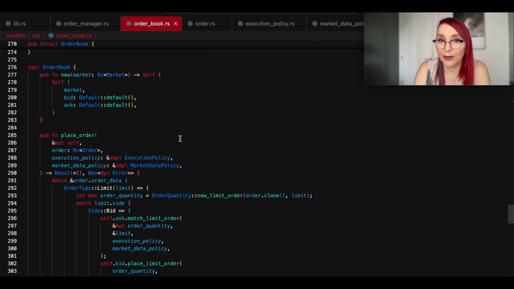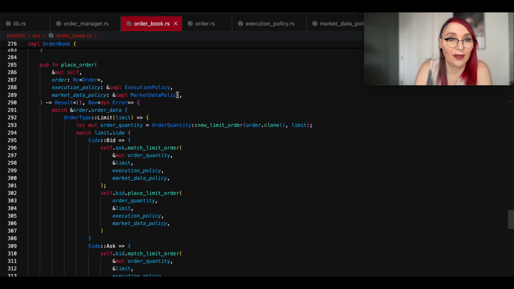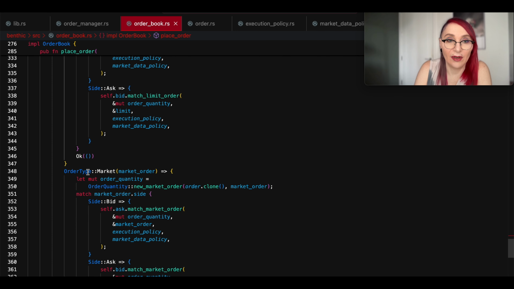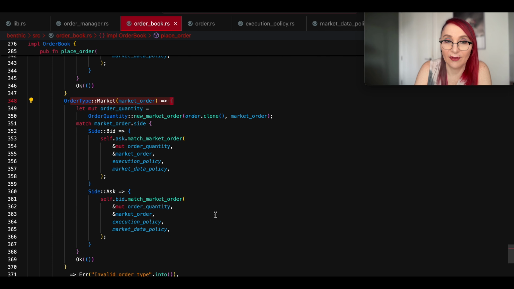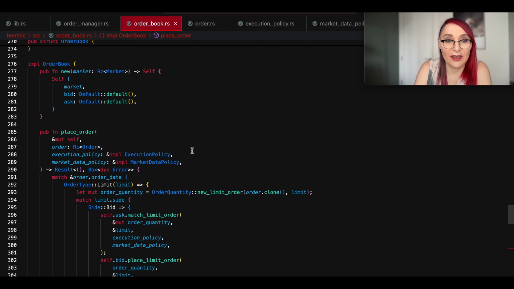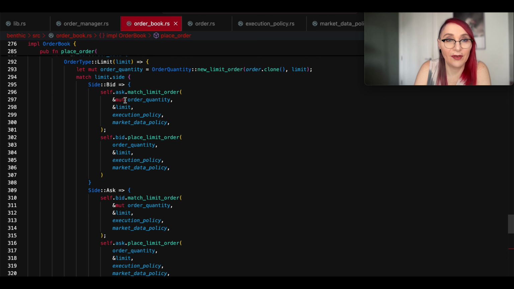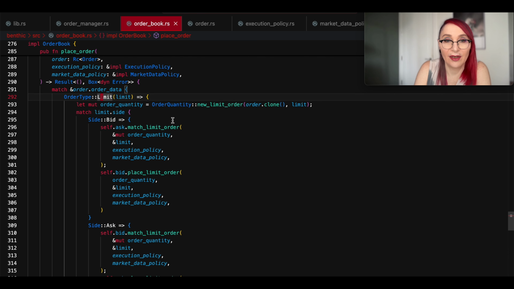Let's see what happens when you call place order on the order book. You can see that place order takes an order, the execution policy and market data policy, and then we match the type of the order. If it's a limit order, if it's an immediate or cancel order, or if it's a market order, we do a different type of matching. So let's pick one of the cases. If it's a limit order, then we create a new order quantity with the quantity on the order.